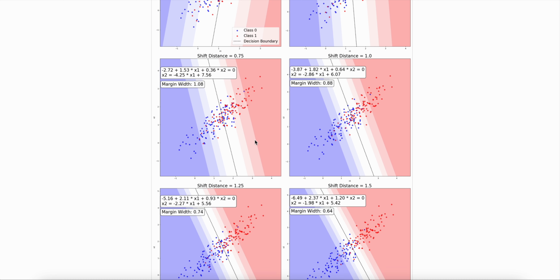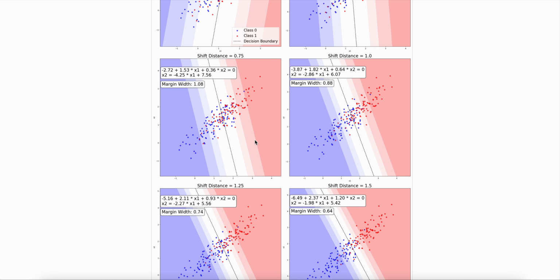1. Initially at lower shift distance, the decision boundary is relatively close to the cluster of data points, but as shift distance increases, the decision boundary moves farther away from these two clusters. Here, the cluster is farther from the decision boundary. So specifically, when the shift distance increases, the separation between the two classes becomes more pronounced.